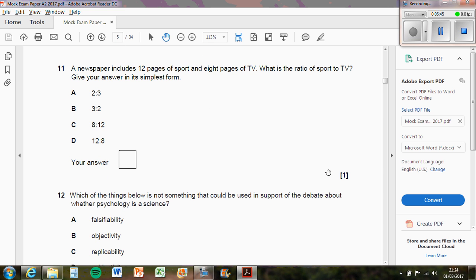Number 11 is about a ratio question. So it says, the newspaper includes 12 pages of sport and 8 pages of TV. What is the ratio of sport to TV? So sport goes on the left, 12 goes on the left, TV goes on the right, 8 on the right. So this here is the ratio that you get, but it says simplest form. So if you half both sides, you get 6 to 3. And if you half that again, you get 3 to 2. So B is the correct answer.